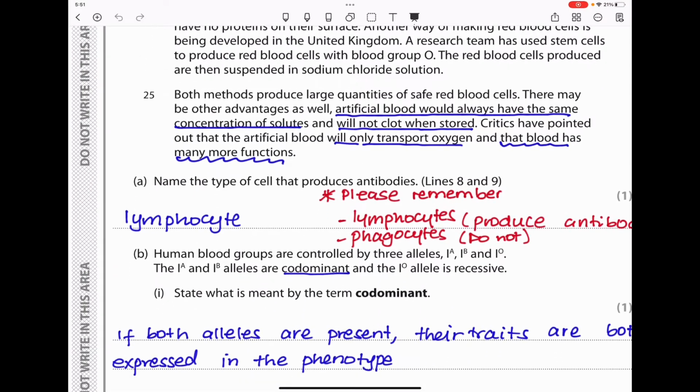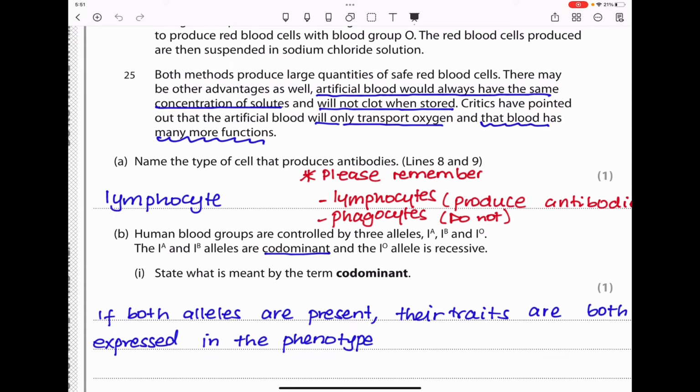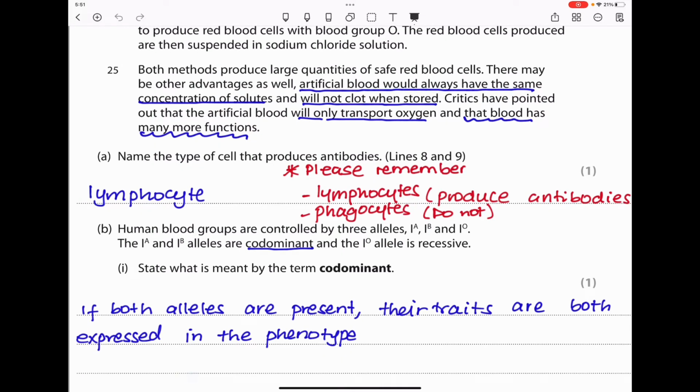The first question here says, name the type of cell that produces antibodies. Antibodies are produced by lymphocytes. They are part of the immune system. Let me try to make this a little bit smaller.